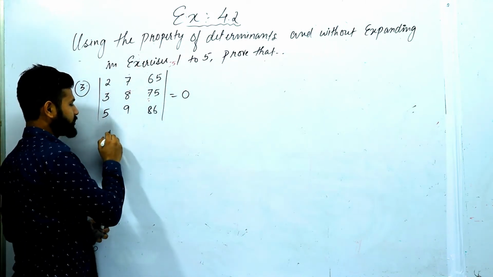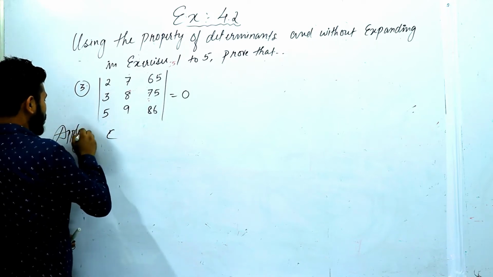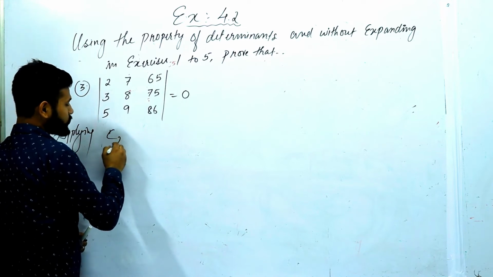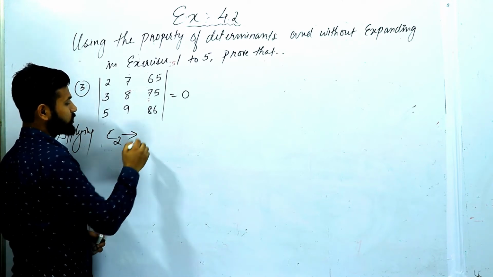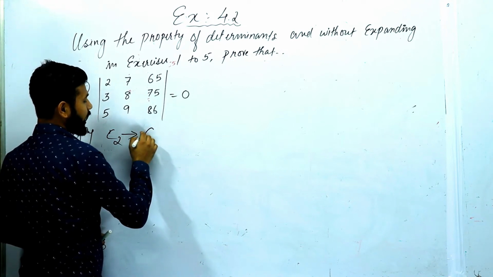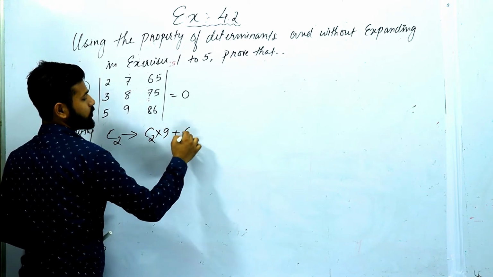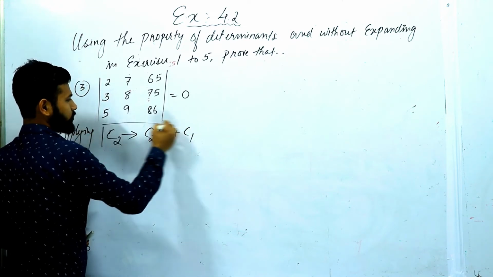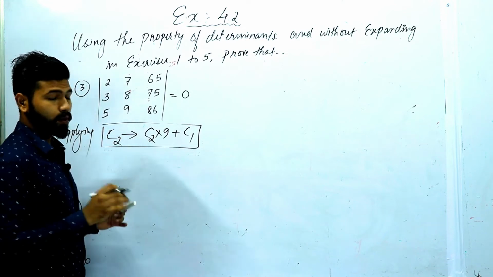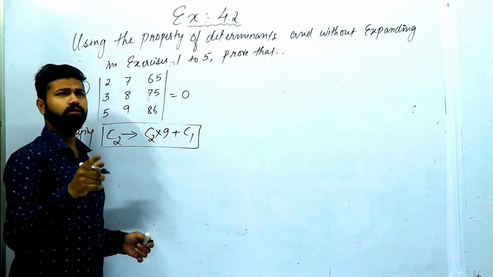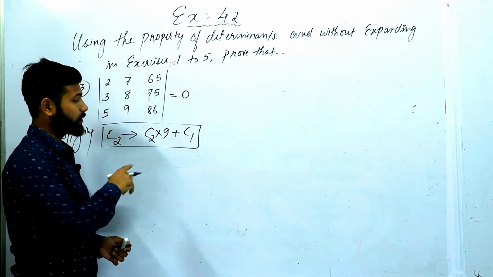I'm bringing a change in column 2. What property are we going to apply? Column 2 is changed to column 2 into 9 plus column 1. Wow, this is a nice question. This is the property that we are going to apply here. I think this property belongs to property 7, the one I have written, mostly used.